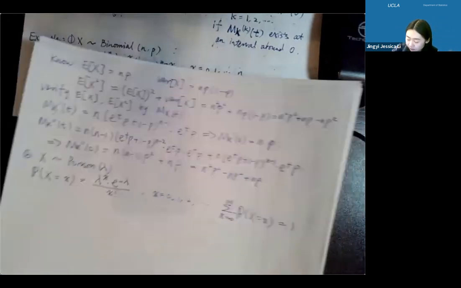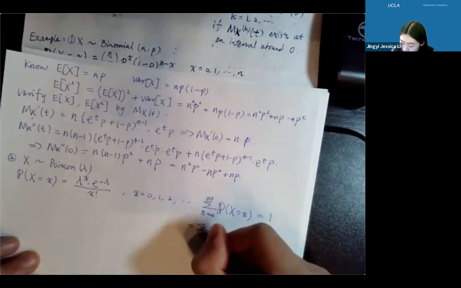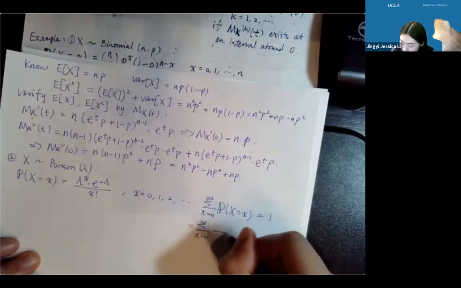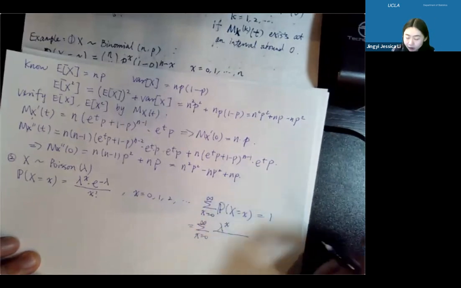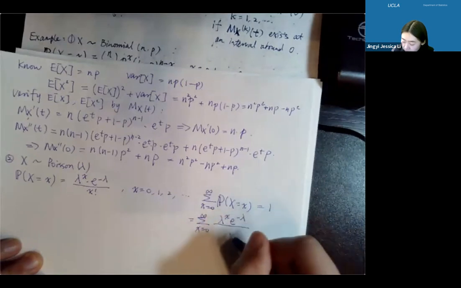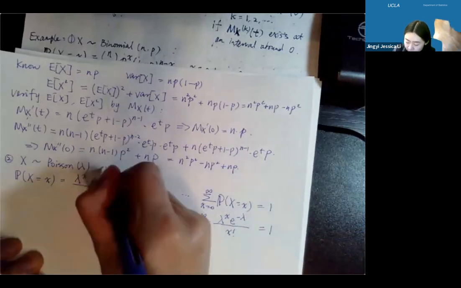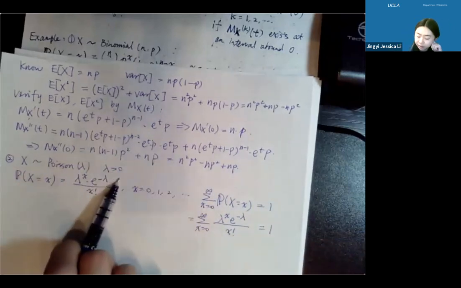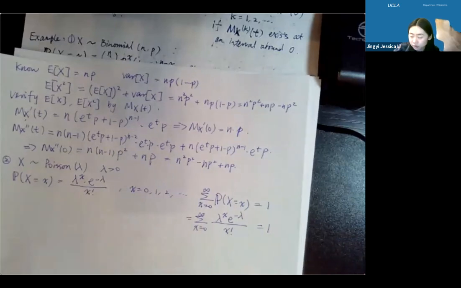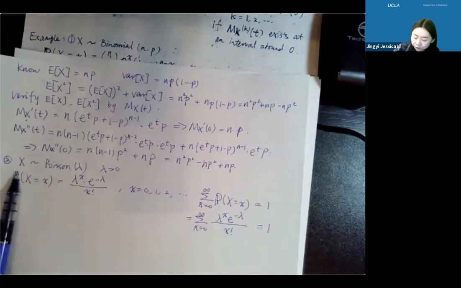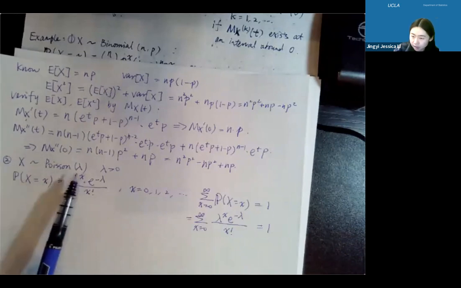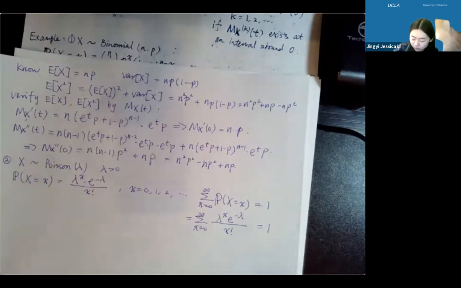In other words, the sum of lambda to the power x, e to the negative lambda, over x factorial is equal to 1, as long as lambda is positive. This is required for the Poisson to be valid, so we need to bear this in mind. For the Poisson distribution, we also know it has a special property: its first moment, the expectation, is equal to lambda, and its variance is also equal to lambda. We are going to verify this using this knowledge.